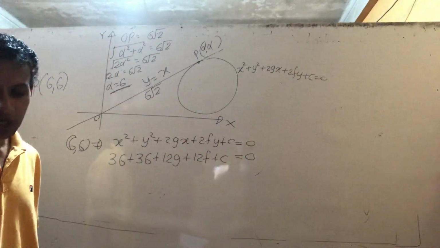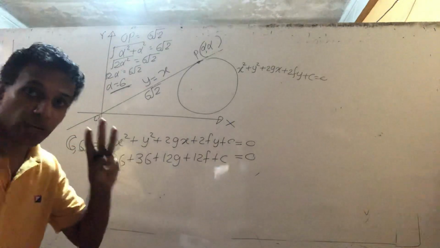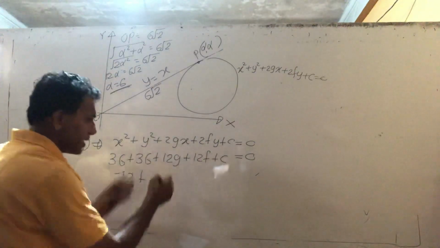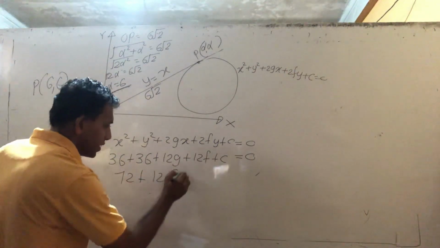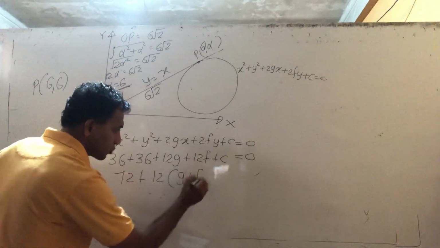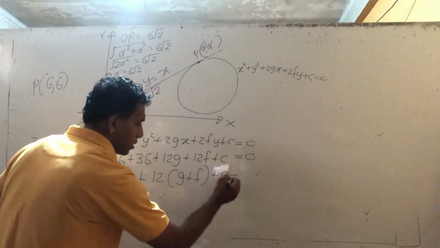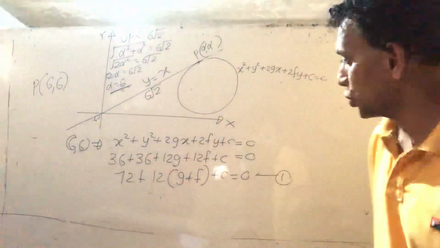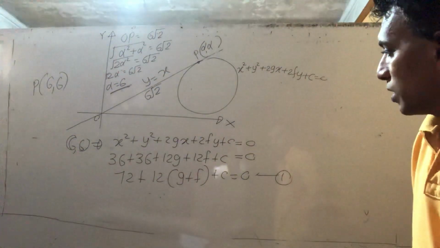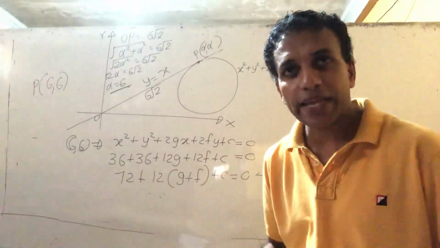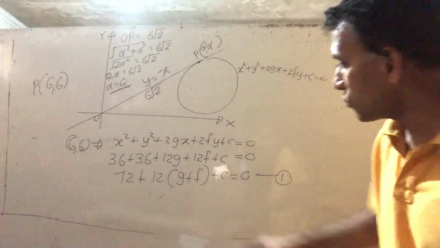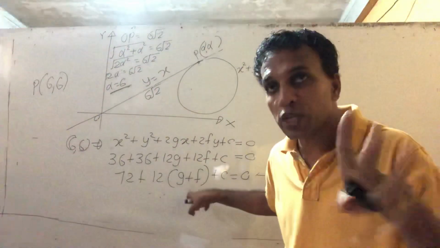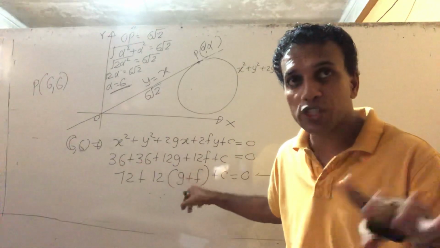One equation in terms of g, f and c, three unknowns available. 72, can I take the 12 out? The nice solving idea is this: you can't use the straight formula, right? I call this the first equation. So I want to connect another equation in terms of g, f, c. The problem is to find c. Therefore try to eliminate or remove g and f.